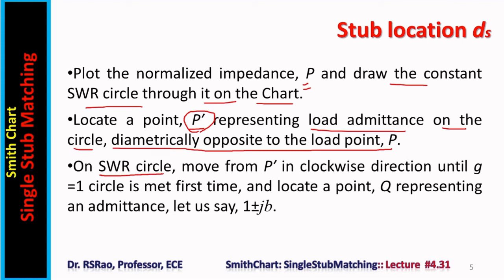On the SWR circle, move from P prime in clockwise direction until the G equal to 1 circle is met for the first time, and locate a point Q representing an admittance, let us say 1 plus or minus jB. Real part is 1 because Q is over the G equal to 1 circle. B is of course susceptance. We can have it from the arc that is passing through Q.